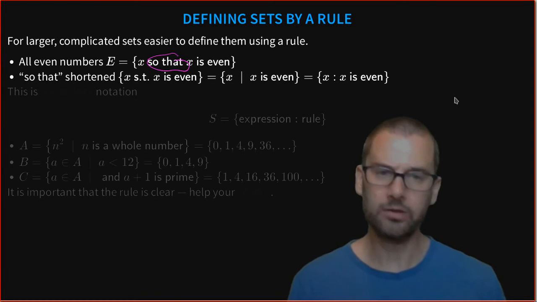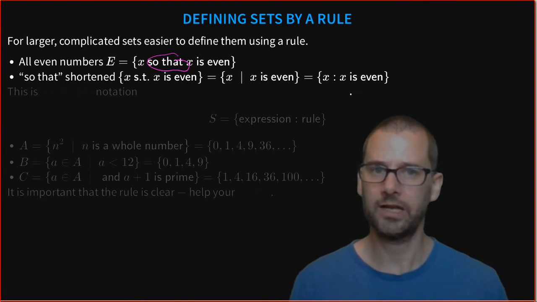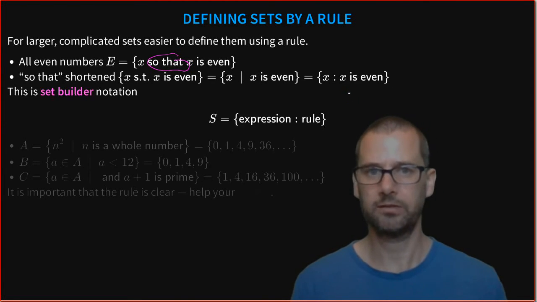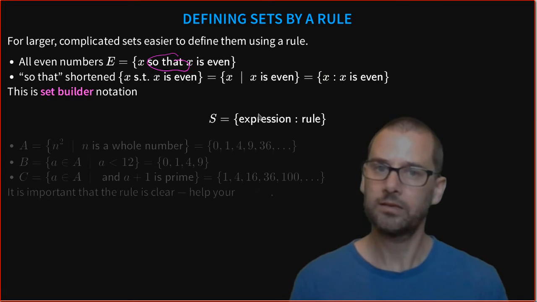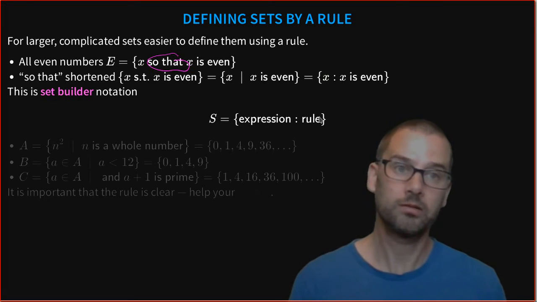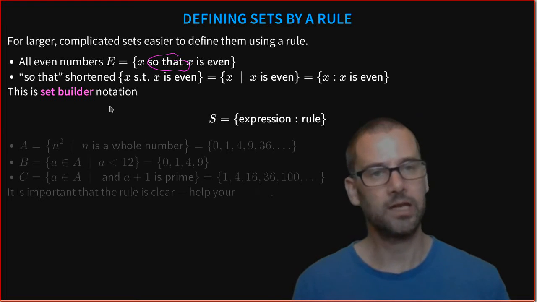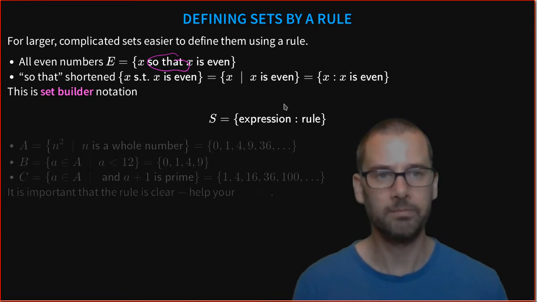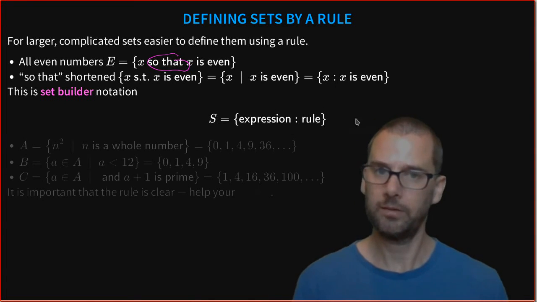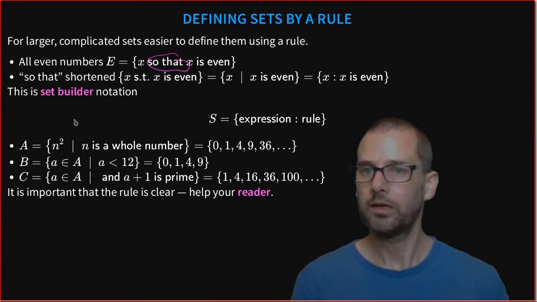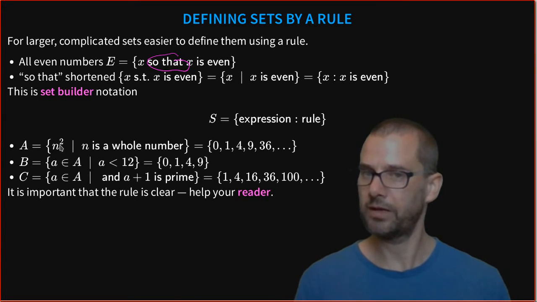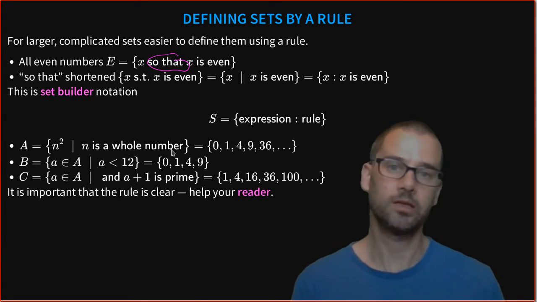Now, this sort of notation where we have a set defined by an expression, colon, a rule, is called set builder notation. It tells us how to build the set. Okay? So for example, the set A of n squared such that n is a whole number.